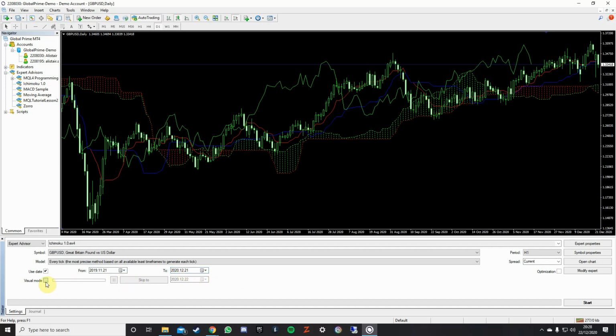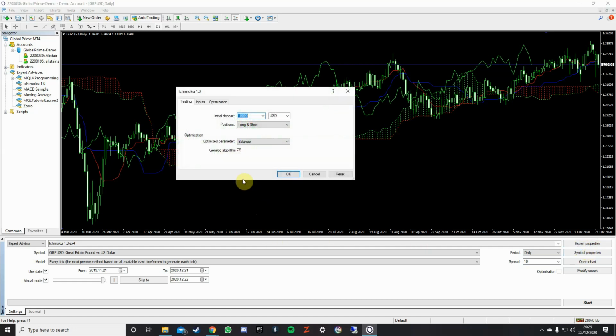I'm going to put visual mode on so you can see what that's doing. I'm just going to put it to 31, which is the fastest it will go without going absolutely crazy, just to start with. Put it on the daily because I think that trend trading works best on the daily. And I'm going to put the spread to 10 points, which is pretty average for the GU on a decent broker. So I'm going to set up my properties now.